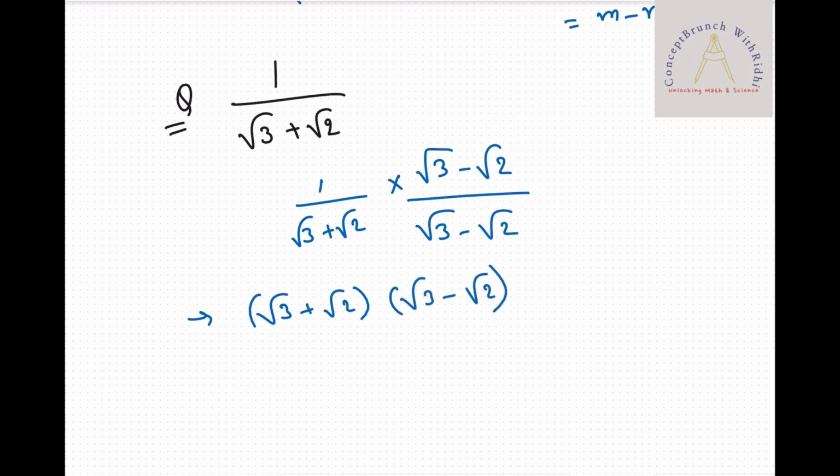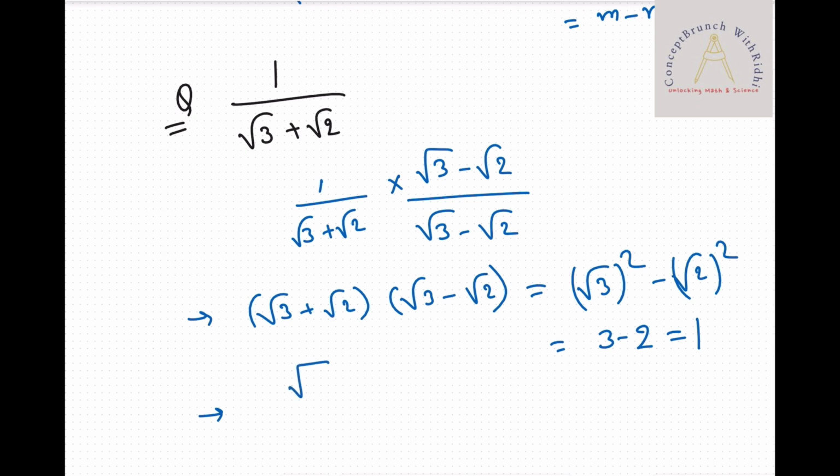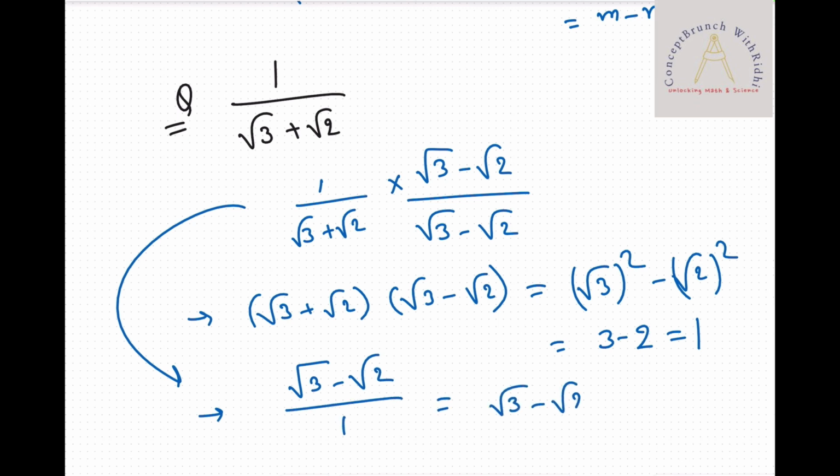So let's multiply them. Same thing, root 3 whole square minus root 2 whole square. So it will be what? 3 minus 2, that is equal to 1. Second step, just write them back in the question like over here. Root 3 minus root 2 divided by 1. Something divided by 1 is the same answer, right? And this is your final answer.